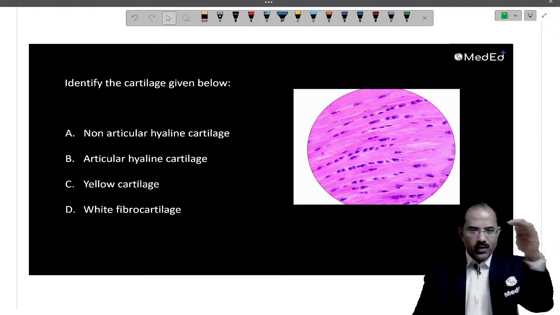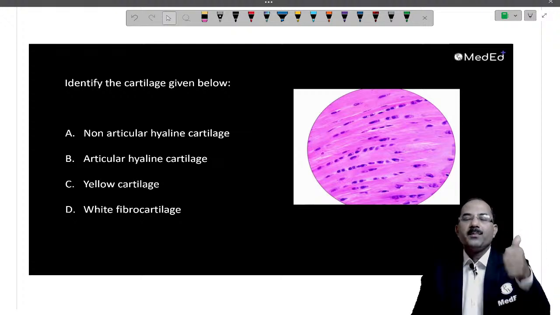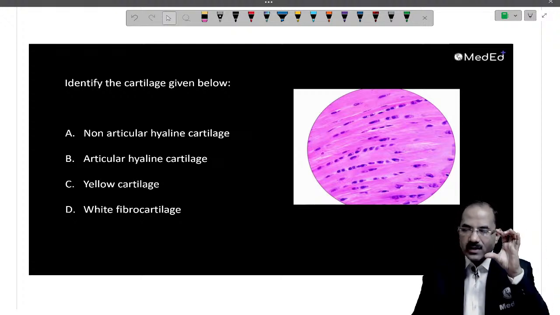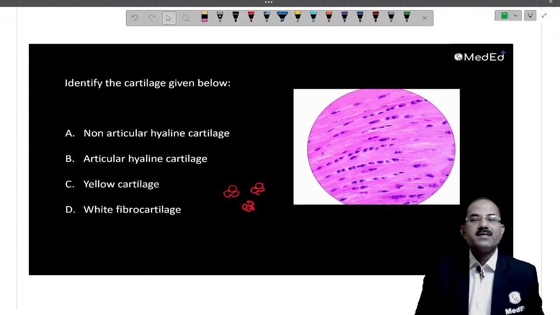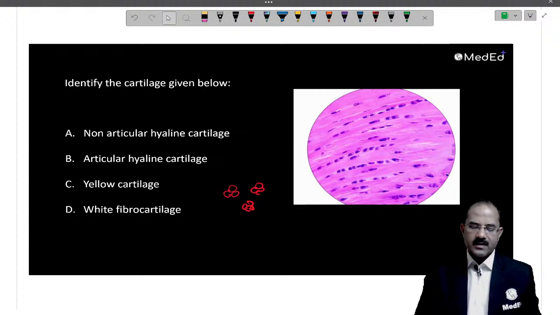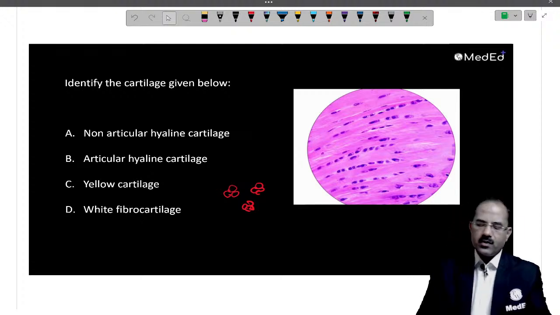It will have perichondrium. Number one is the perichondrium. Number two, the chondrocytes are present in groups. Look, they're present in groups like this, a group of 2, 3. What do you call this group as? Cell nest. So what are the characteristics of hyaline cartilage?